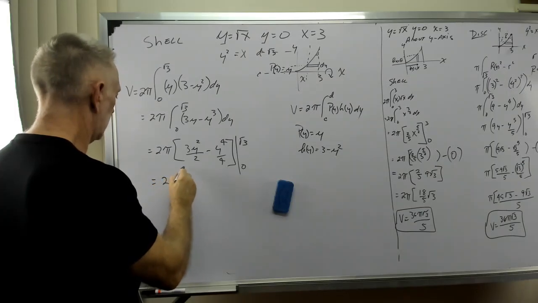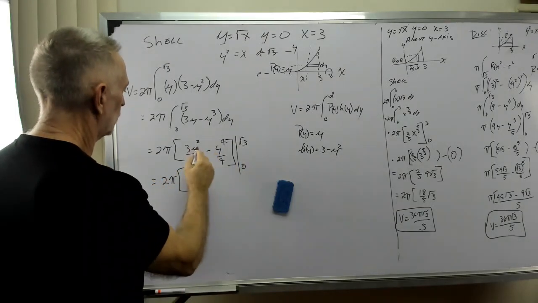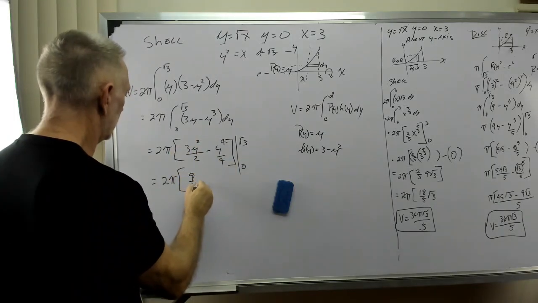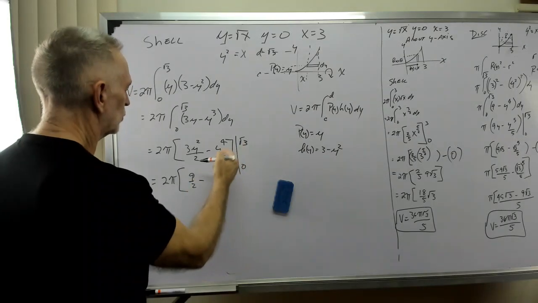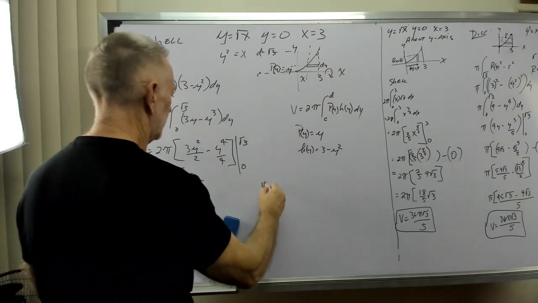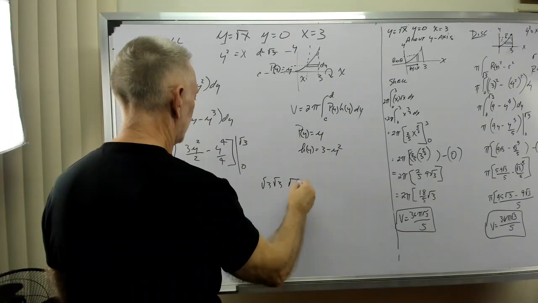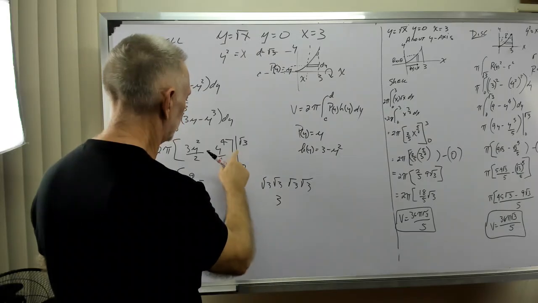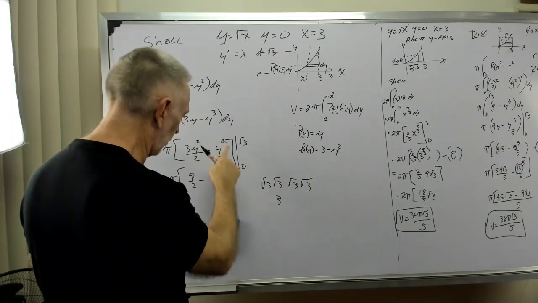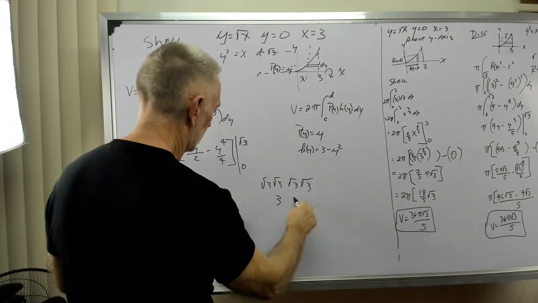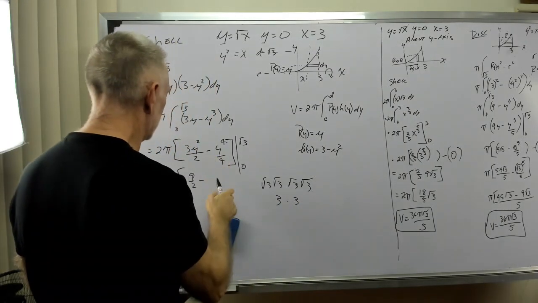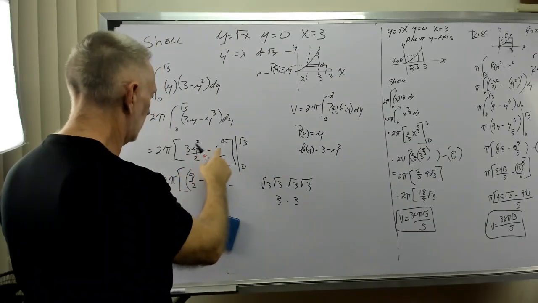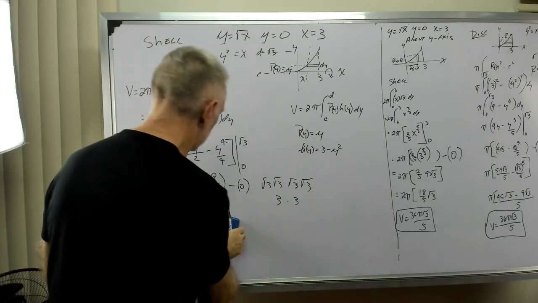So I have 2 pi times square root of 3 squared, which is 3. 3 times 3 is 9. So 9 over 2 minus, just for the folks that we've been tutoring lately, square root of 3 times square root of 3 is 3. This is square root of 3 to the 4th power. Square root of 3 times square root of 3 is 3, 3 times 3 is 9. So I have 9 over 4, minus 0 in all of this, and all of that comes out to be 0.